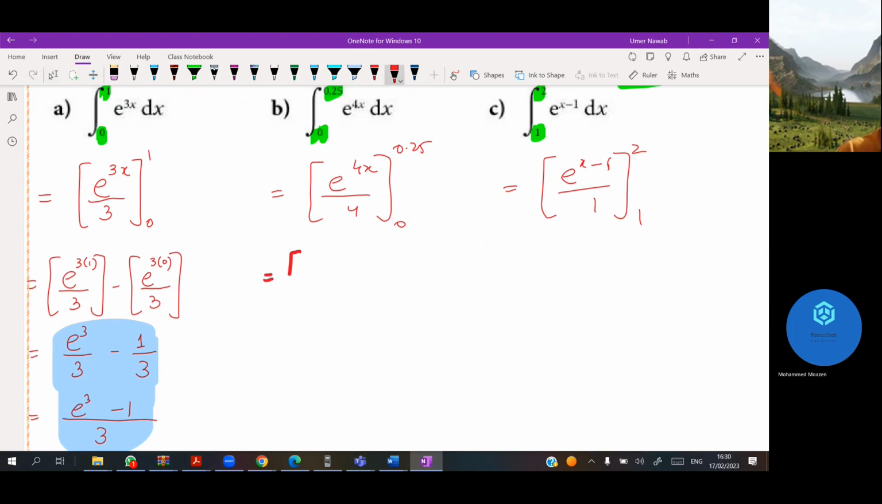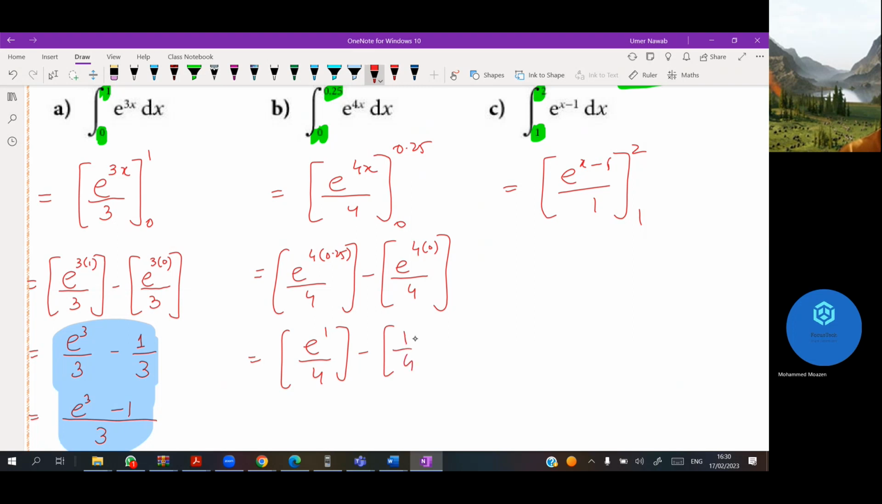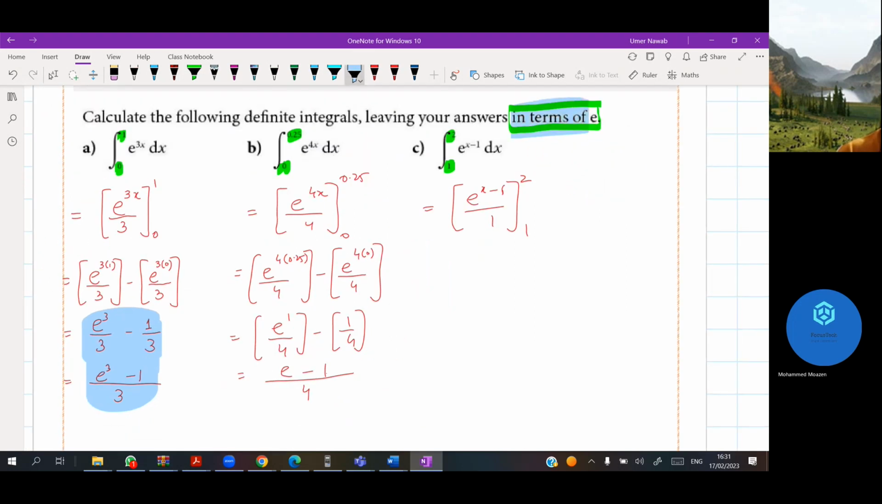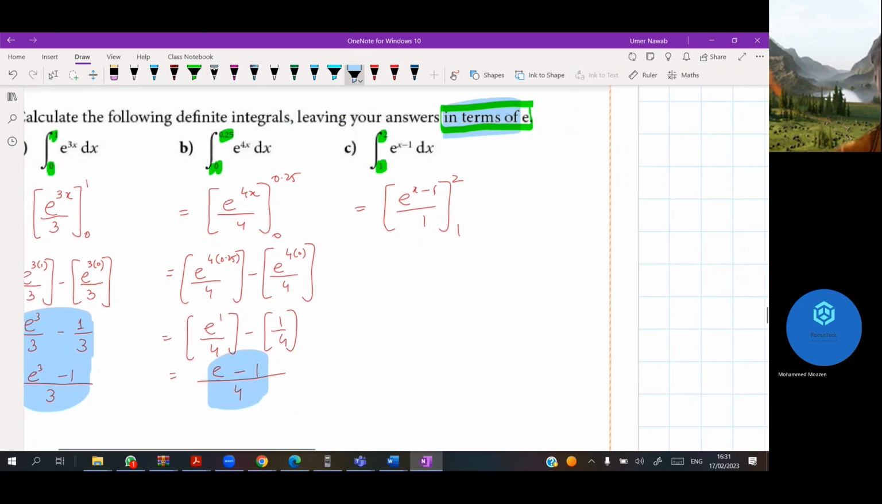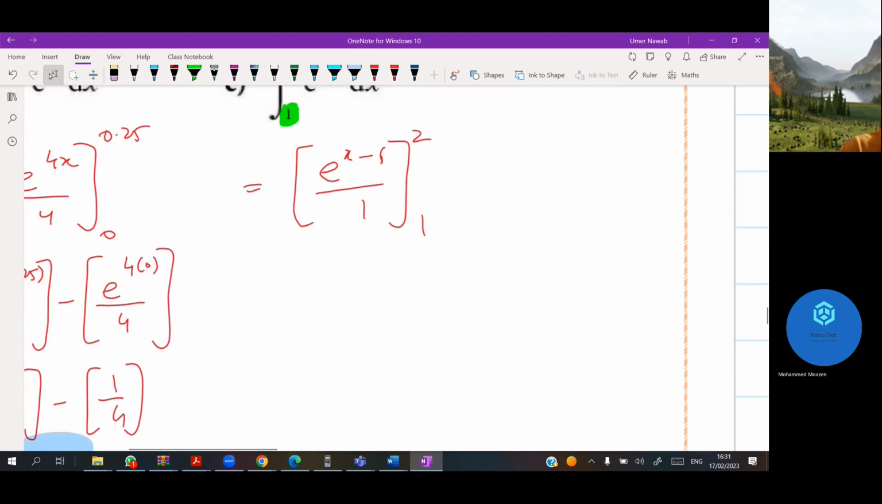Now substitute here the upper limit, e raised to the power 4, over 4. This is my upper limit, minus the lower limit, e raised to the power 0 over 4. So this becomes e to the power 4 over 4 minus 1 over 4. And finally, I can write it with 4 as the denominator: e to the power 4 minus 1. Since he asks you to write the answer in the form of e, I'm just keeping them in the e form. Otherwise, I can convert them into decimal forms as well.